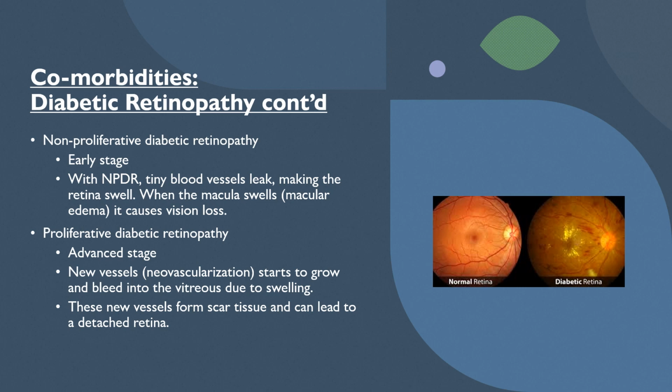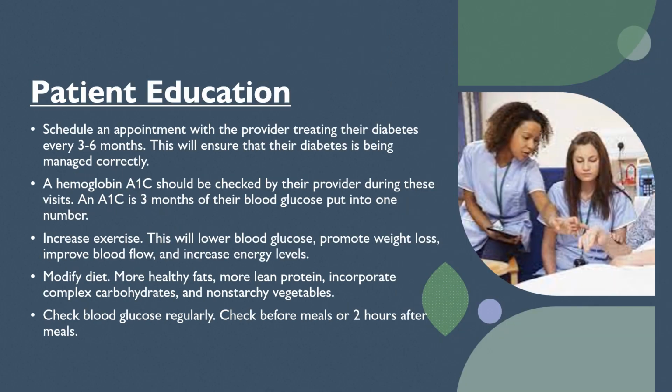Diabetic retinopathy continued. Non-proliferative diabetic retinopathy is an early stage. Tiny vessels leak, making the retina swell. When the macula swells, this is also called macular edema, it causes vision loss. Proliferative diabetic retinopathy is an advanced stage. New vessels, also called neovascularization, start to grow and bleed into the vitreous due to swelling. These new vessels form scar tissue and can lead to a detached retina.